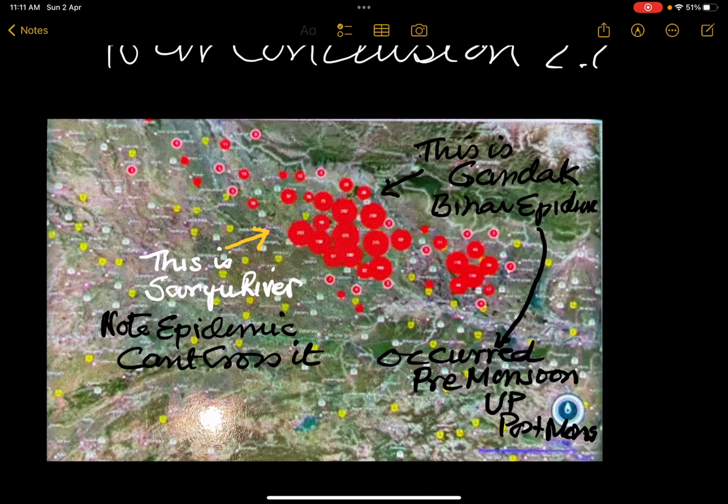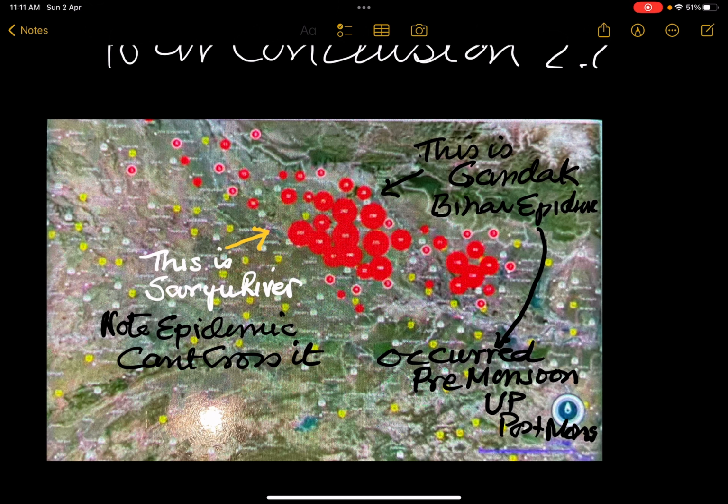The second thing you see is that the Bihar epidemic and the UP epidemic don't coalesce. They are separated by the Gandak River. If you added time distribution to it, the Bihar epidemic was pre-monsoon.